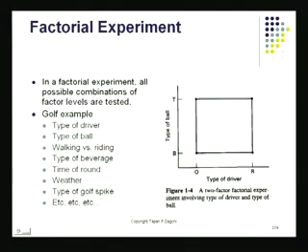Let's say we are trying to optimize the choice of driver, the type of ball we are going to be using. Are we going to be walking around when we play the game of golf? Are we going to be riding a cart? What kind of beverage will we be drinking when we need to drink something?